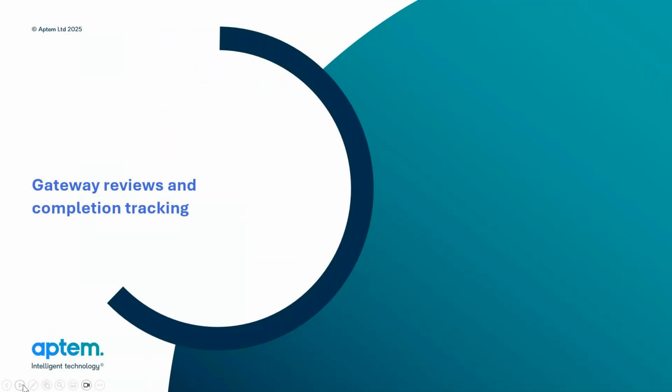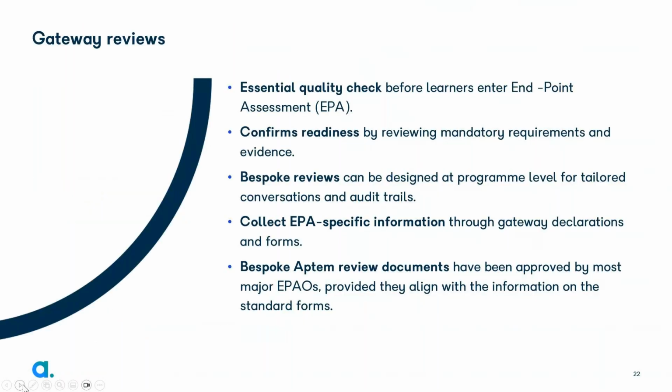So I am going to look at the final section of this webinar by looking at gateway reviews, and they are a crucial quality checkpoint in the apprenticeship journey. I'll also look at completion tracking. Before a learner can progress to endpoint assessment, it's essential to confirm they've met all mandatory requirements. This includes reviewing evidence, confirming completion of qualifications, and ensuring that all off-the-job hours have been completed.